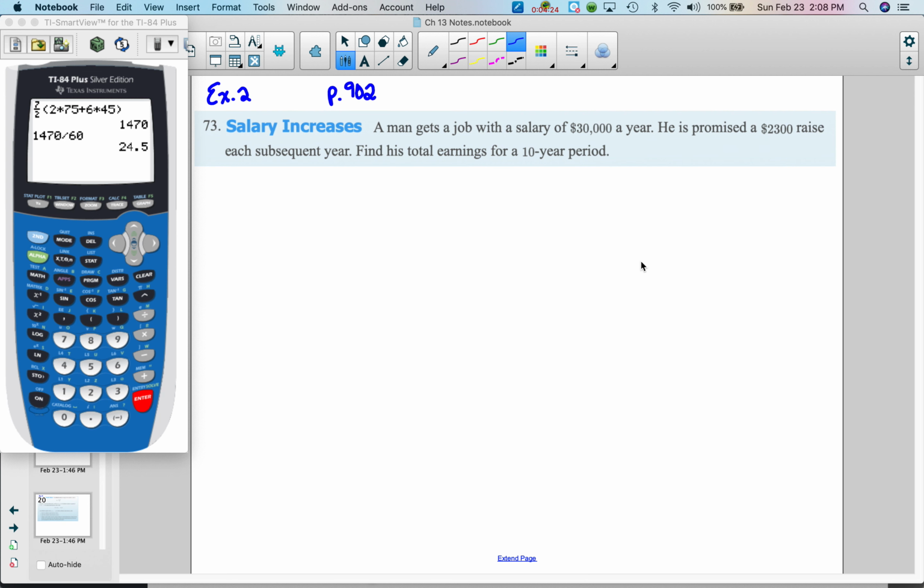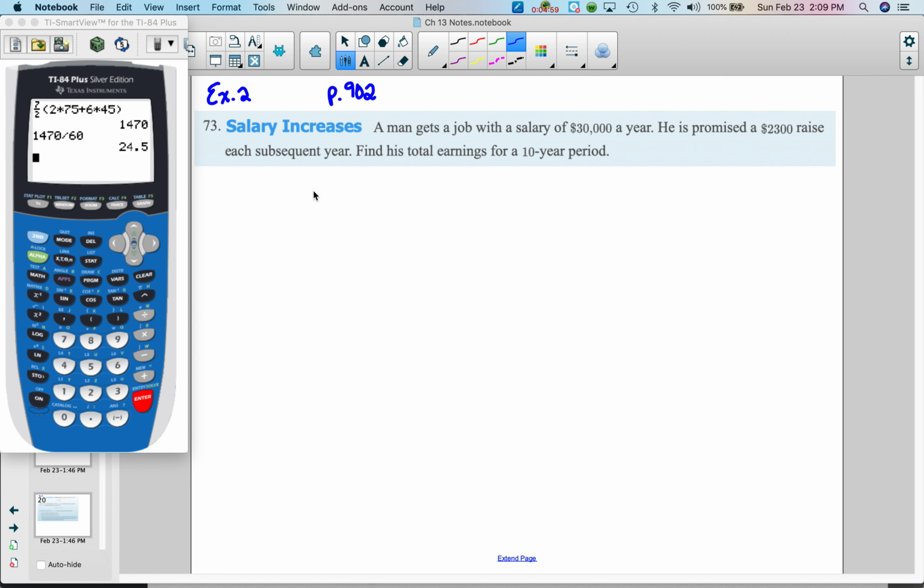Okay, for the next problem we're going to do, this one actually comes from your textbook. If you, for any reason, needed to look along there, you could. So on this problem, we're told a man gets a job with a salary of $30,000 a year. He's promised a $2,300 raise each subsequent year. Find his total earnings for a 10-year period.